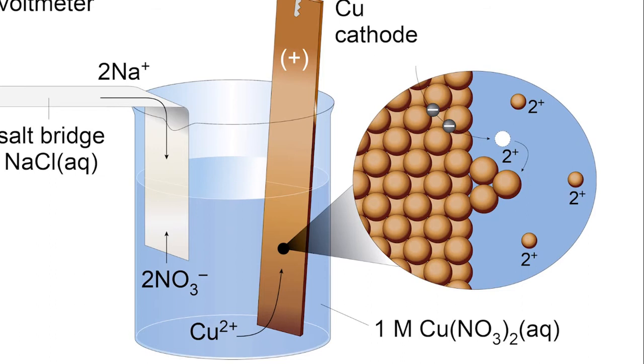At the copper cathode, copper ions from the electrolyte combine with 2 electrons from the external circuit to yield more copper atoms. This increases the mass of the cathode. The deficiency in charge caused by the loss of each copper ion is met by the addition of 2 sodium ions entering the electrolyte from the salt bridge. The salt bridge maintains the charge balance in both half cells.